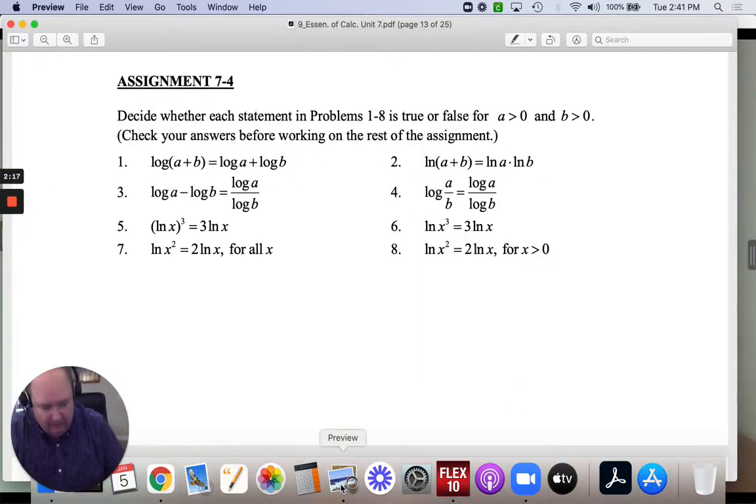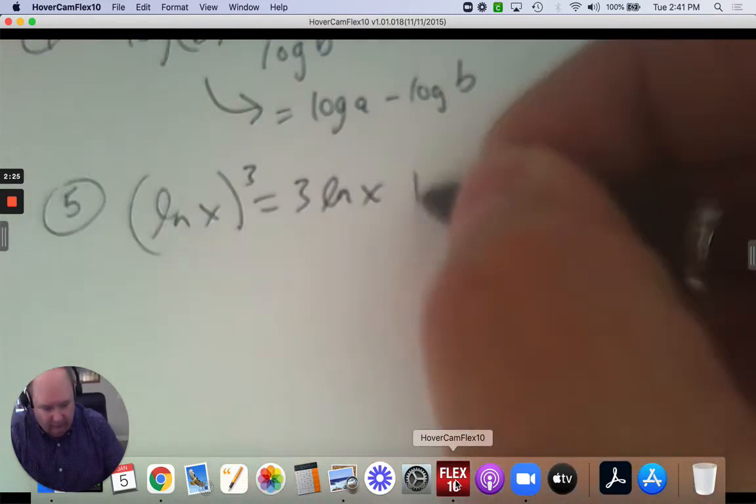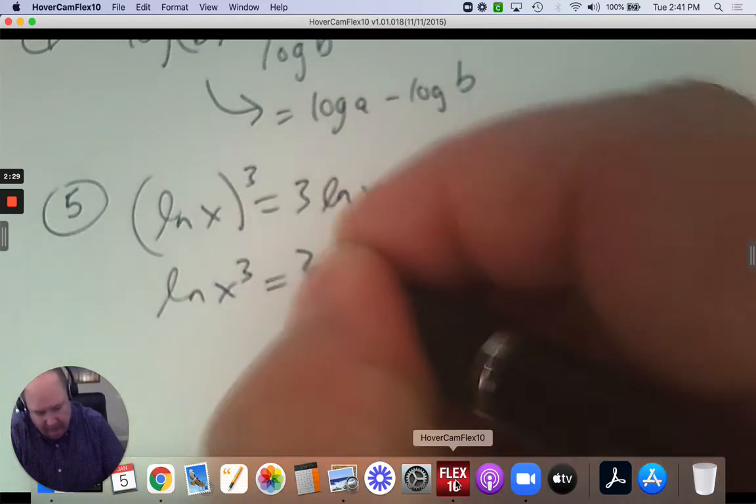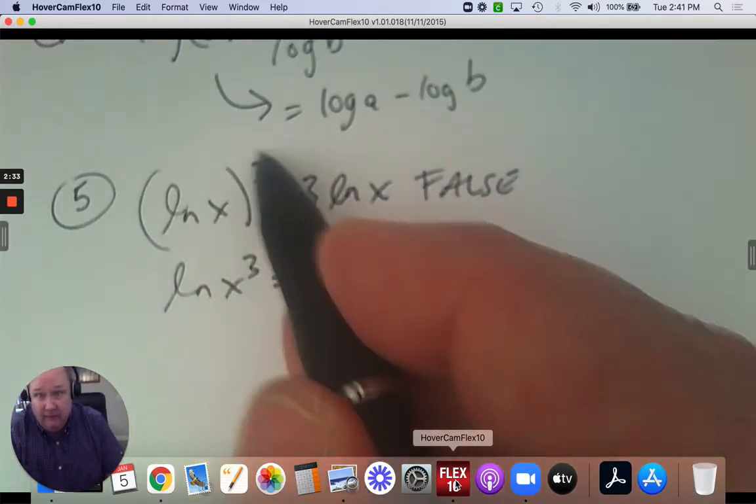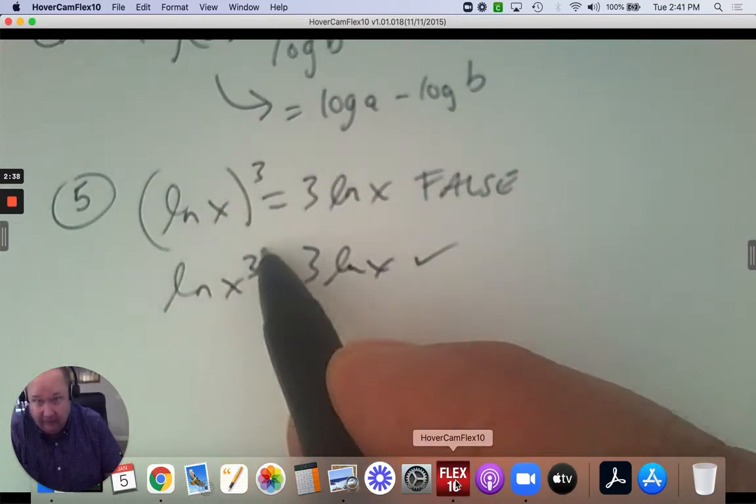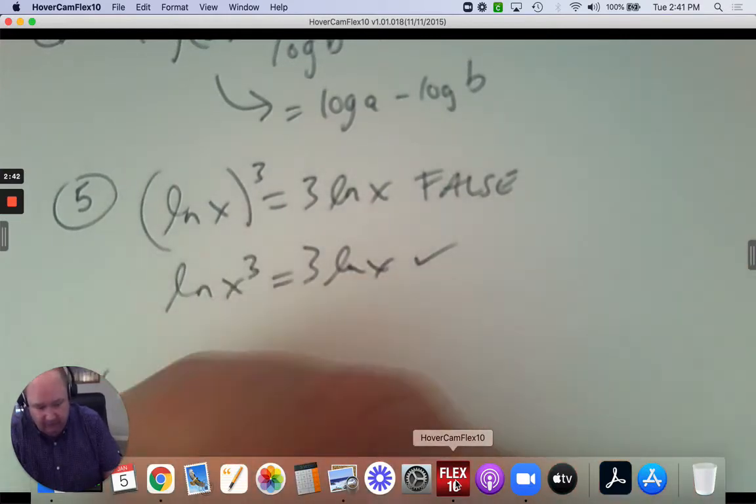Number five, ln x cubed is equal to 3 ln x. This one's so close. A little tricky. This is false. That is not the property. The property is this, and you might think, oh, that means the same thing. And the answer is no. So those parentheses mean the exponent is outside the logarithm, not inside the logarithm. That's true. That's false. Just look carefully. Number 6.